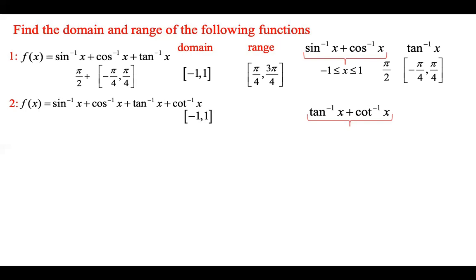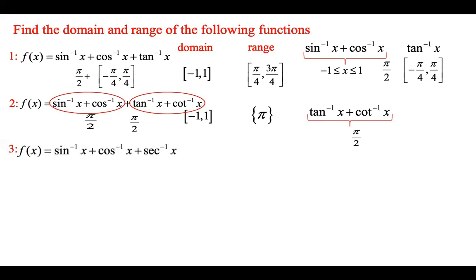Now the range. When you see tan inverse x plus cot inverse x, it is always pi by 2 in its domain. Therefore, this quantity is replaced by pi by 2. And from the previous argument, the sin inverse x plus cos inverse x range is pi by 2. When we add up both of them, the range of the function will be the singleton pi.